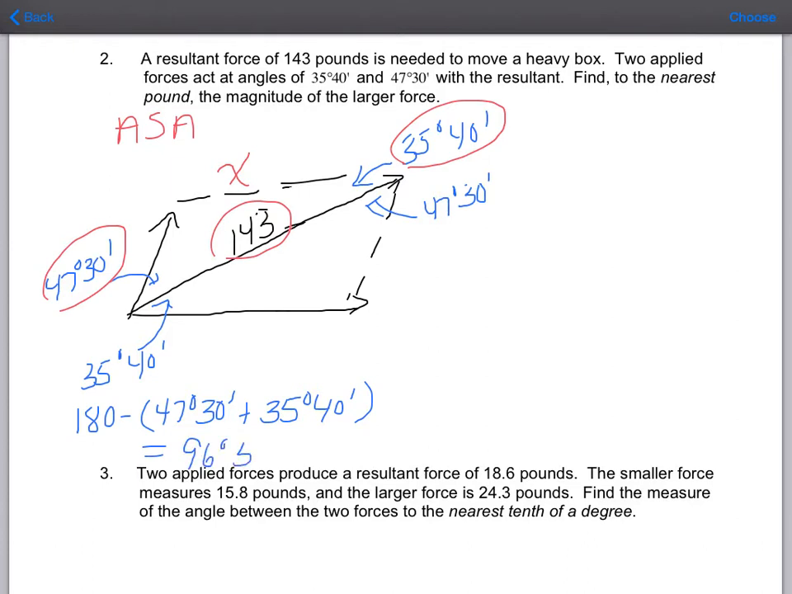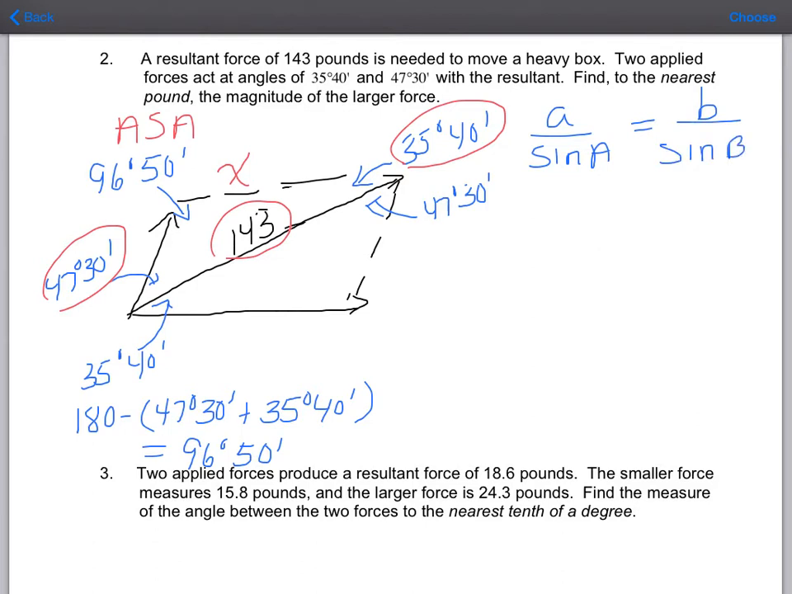So now I have this angle here, which is 96 degrees, 50 minutes. So now I have enough information to do law of sines. Nothing is labeled, so I'm just going to use the basic formula. A is to the sine of A, as B is to the sine of B.